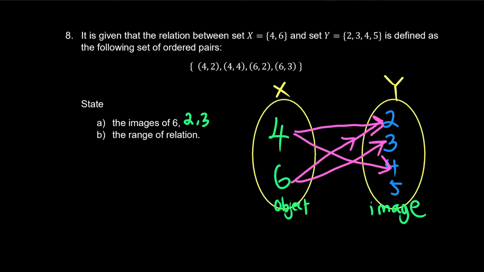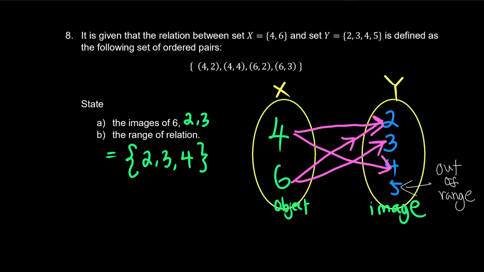The range of the relation. So what is the range that we have here? We have 2, 3 and 4. Because we learned this last time, you are in the range whenever you have a partner, meaning that somebody is connected to you. And this last one here, sorry, you are not in our range. You are out of range. Because why? Nobody connects to you.